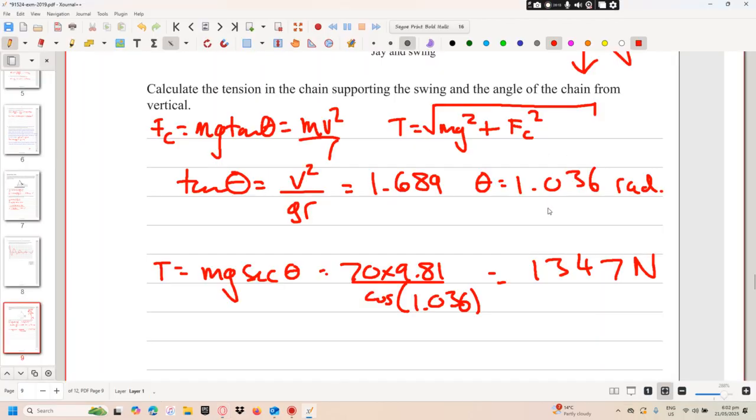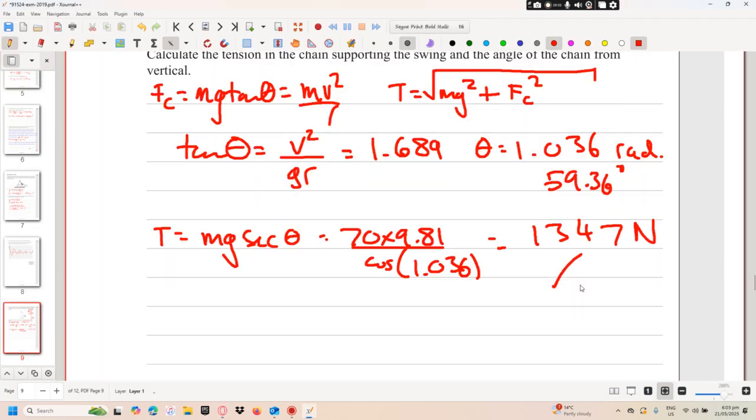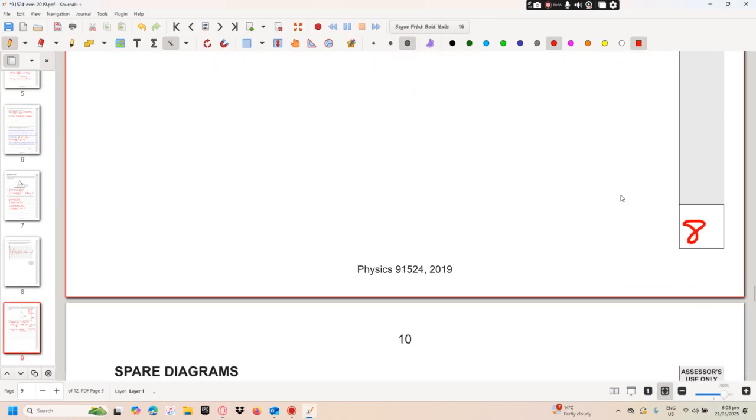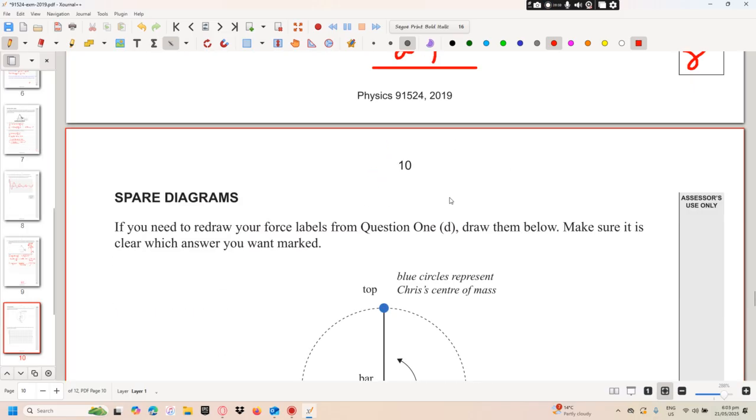59.34 degrees. What's radians to degrees? 1.036 times 360 degrees on 2 pi radians. 59.36 degrees. Close enough, close enough, close enough. I'm giving myself 8 for that because no one can stop me. W24. Alright. I'm gonna have a drink.